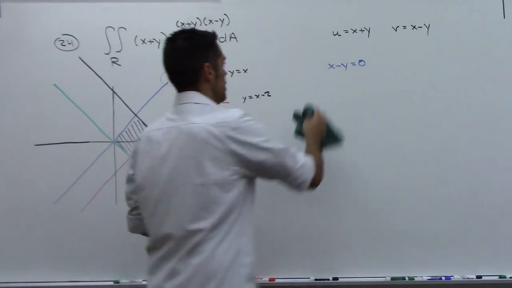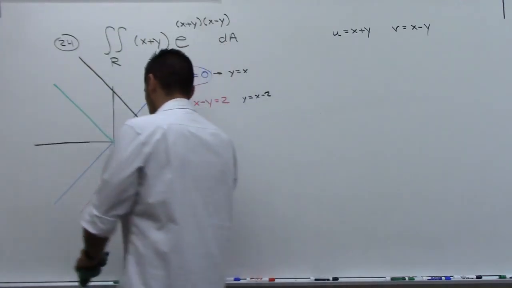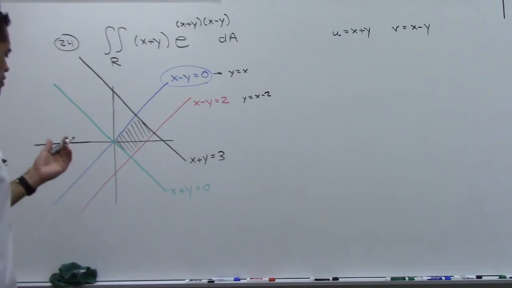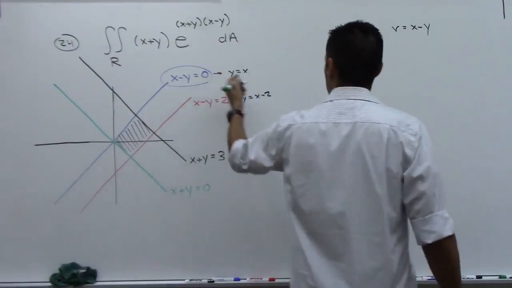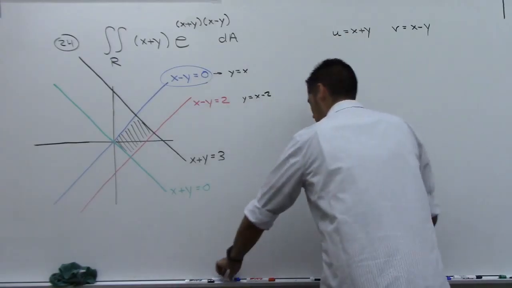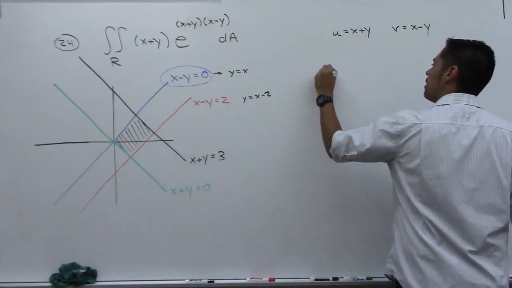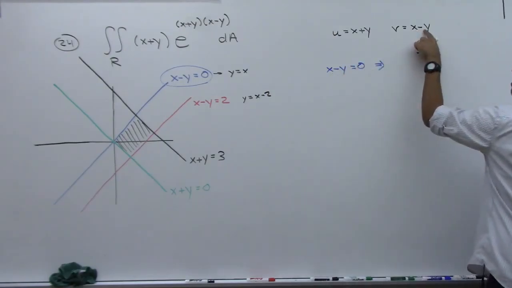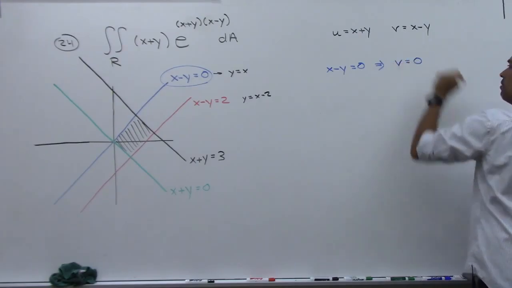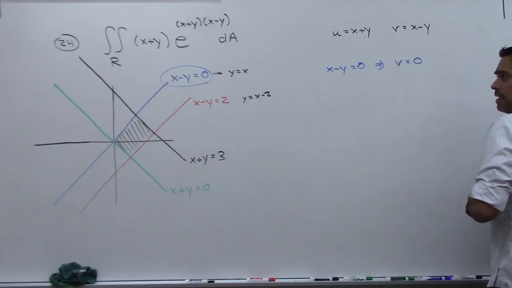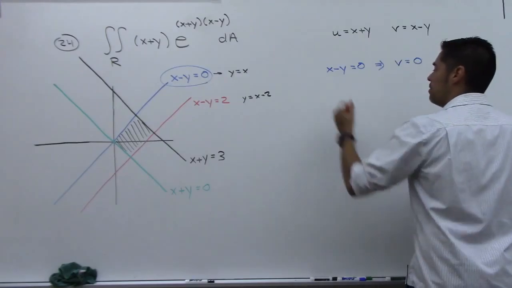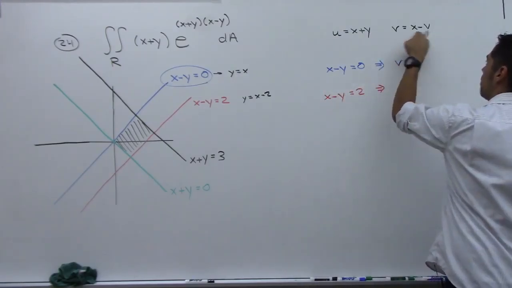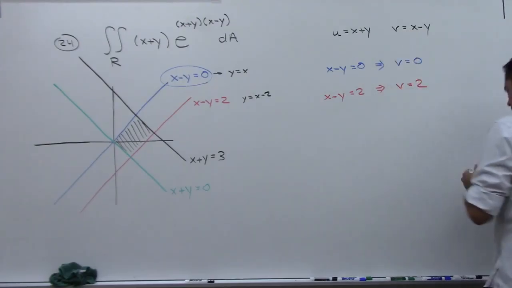Oh, you know what? Yeah, this will work out perfect. Watch. If x minus y equals 0, then that implies that v must be 0. If I take the red one over here, x minus y equals 2, that implies that, again, x minus y is v, so v must be 2.